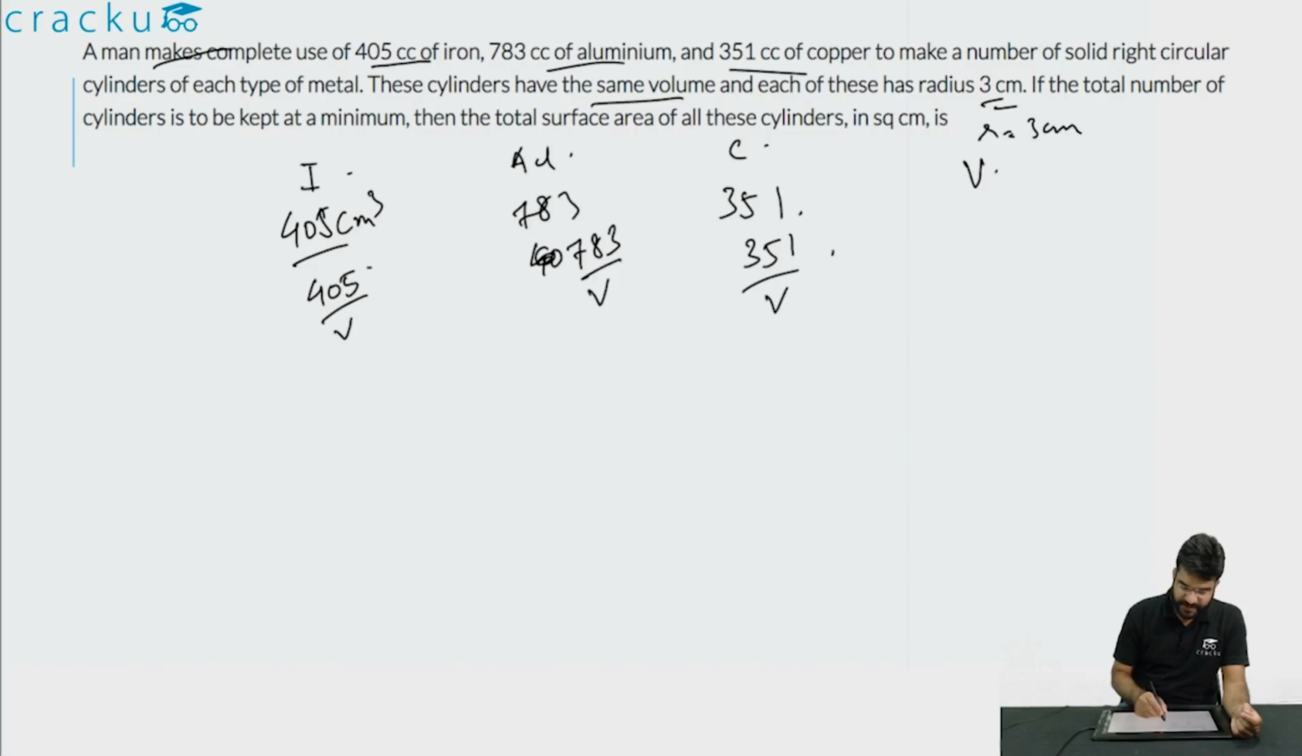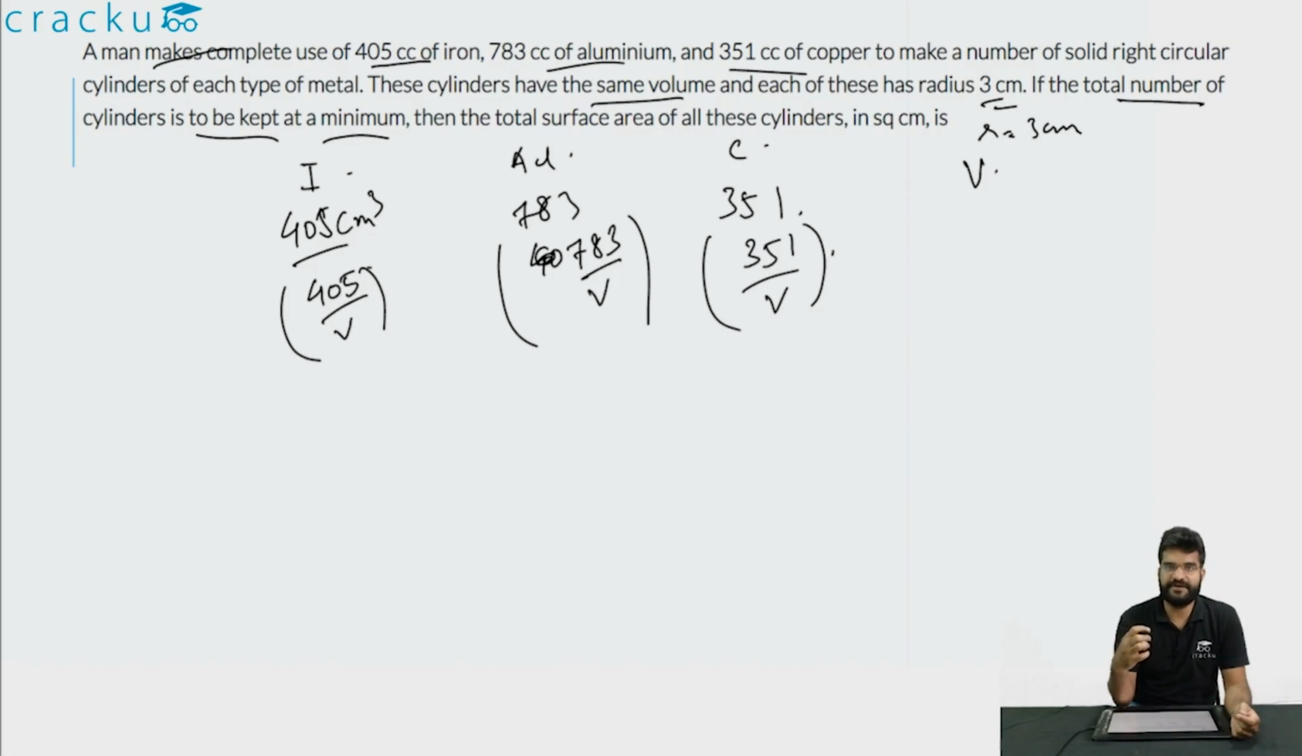Now we have to ensure that the total number of such cylinders is kept at a minimum. That is, we want the sum of these three numbers, that is the number of cylinders of each metal, to be at the minimum. And then we are required to find out the total surface area of each of these cylinders. So what we'll do first is we'll figure out at what value of V the total number of cylinders will be minimum. Use that value of V.